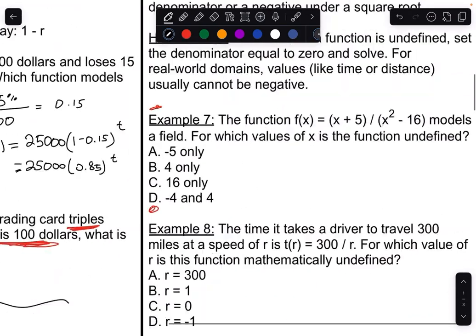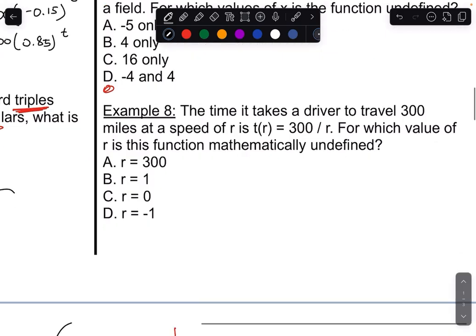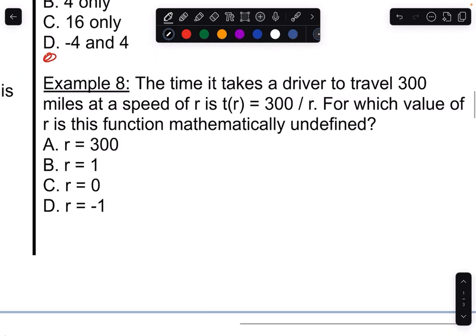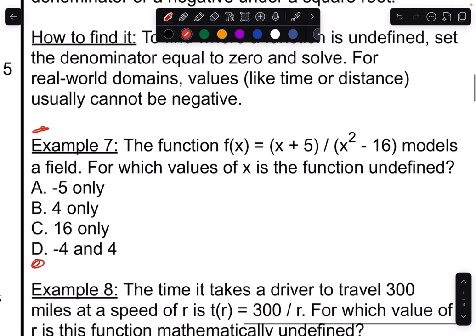For the rationals, you want to avoid where your denominator is equal to 0. So number 8 is easier than number 7. So let's do number 8 first. You have the equation t of r is 300 over r. Where are you mathematically undefined? Well, you don't want the denominator to equal 0, and you only have just an r on the bottom. So literally, when the value of r is 0, that's really bad for us, because 300 divided by 0 is not possible.